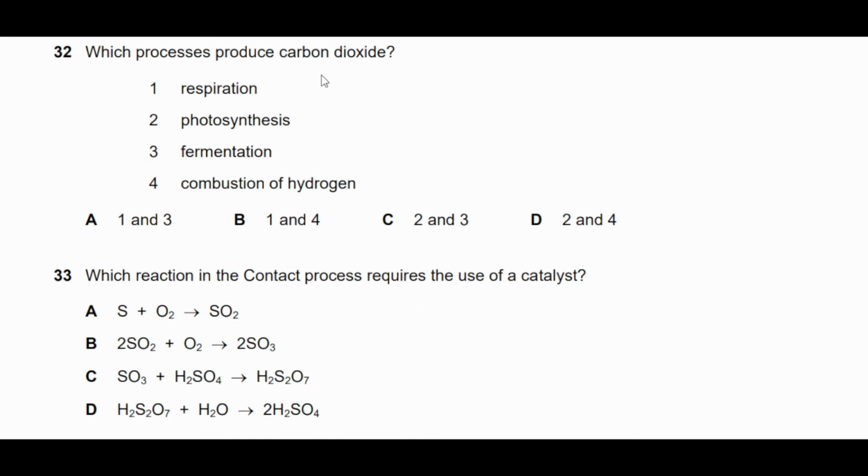Next, which processes produce carbon dioxide? So respiration produces carbon dioxide, releasing CO2 plus water. Photosynthesis uses carbon dioxide, so it doesn't produce carbon dioxide. Fermentation does produce carbon dioxide, because fermentation is basically just anaerobic respiration. It's also respiration but without oxygen. Combustion of hydrogen doesn't produce carbon dioxide. So out of these 4, only 1 and 3 will produce carbon dioxide. The answer is A.